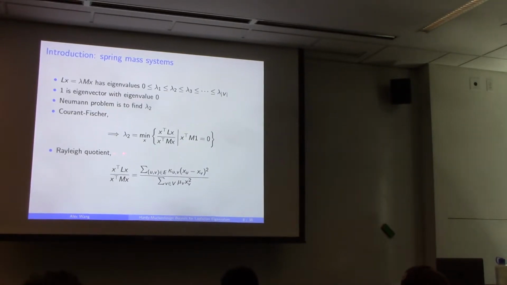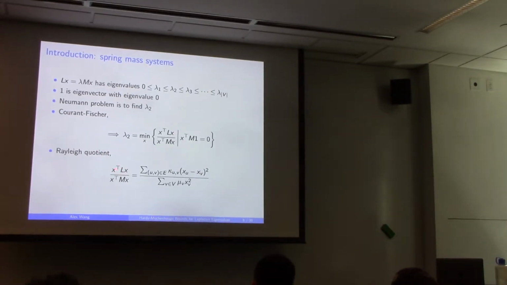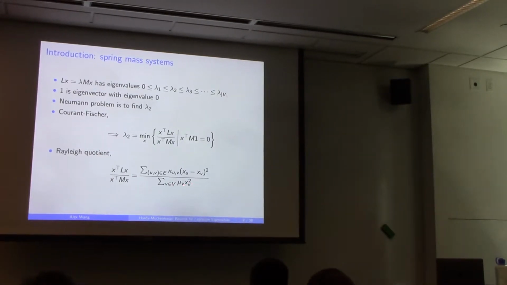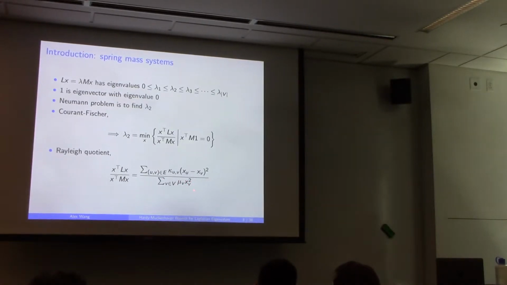Okay, so let's just look at this Rayleigh quotient here. It's x transpose Lx over x transpose Mx. And by our previous calculations, we know that this quadratic form is just the sum over the edges of the spring constant times the squared displacement across that edge. In the denominator, we have the weighted L2 norm of x. So it's just the sum over all the vertices of the mass of the vertex times the position of the vertex squared.